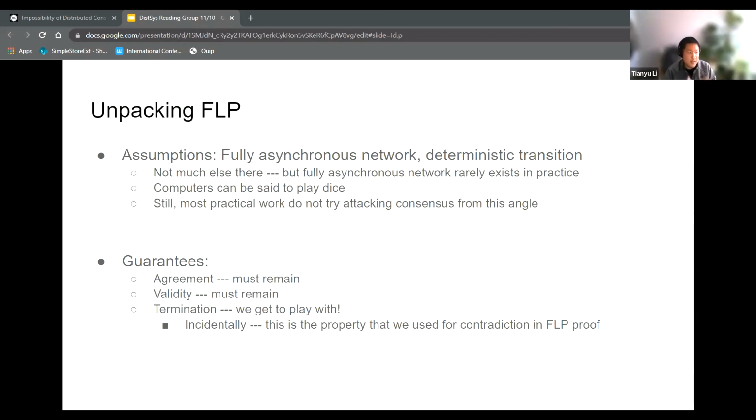What I want to call your attention to is attacking the guarantees. Of the three guarantees, agreement obviously has to remain, as the core of consensus. Validity also must remain, because trivial solutions don't help anyone. So the only thing we can attack is termination. Incidentally, this is also the property we derive the contradiction on in the FLP proof. So if you have something that might not terminate, the proof doesn't break your algorithm, which is super nice.